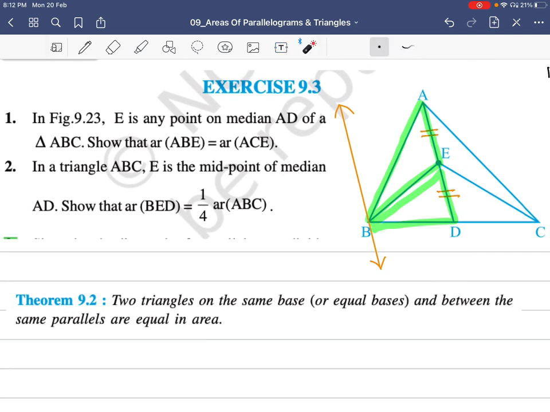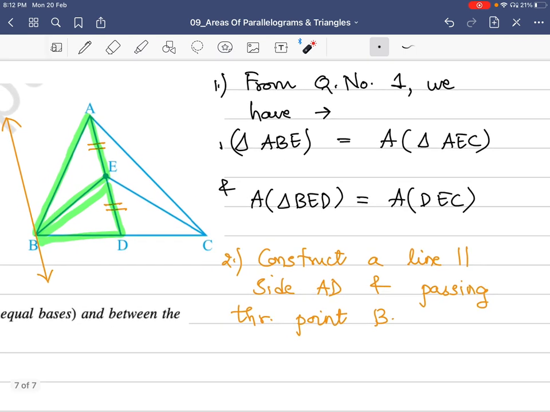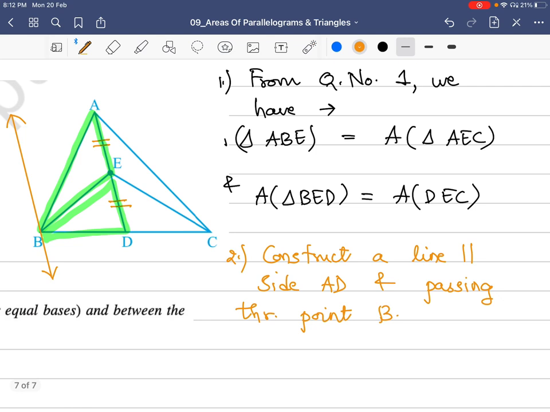Let's read it. So two triangles on the same base, or equal bases. This is important. Same base or equal base, doesn't matter. So this is the equal base for these two triangles, and between the same parallels, this line parallel to this line, are equal in area. So these two triangles are equal in area from this theorem. So I'm just going to write it here. Yes, so let that be our point number 3.